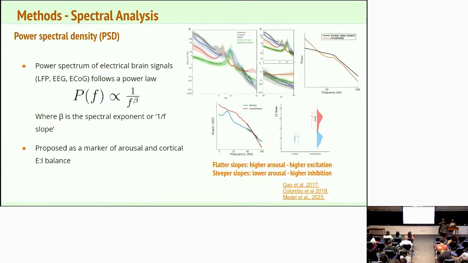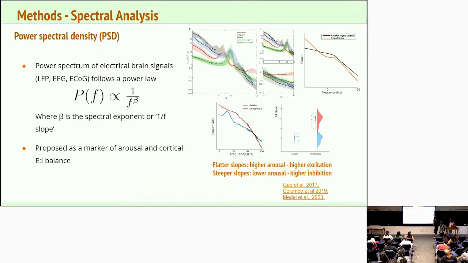Then for the methods that we use to characterize the empirical data, and that we also want to compare to the virtual brain model, we start with the power spectrum, which follows a power law. We know that electrical brain signals like LFP, EEG, ECoG, and even magnetoencephalography follow this power law, or 1 over f to the b exponent, where b is called the spectral exponent or the 1/f slope. And this has been proposed as a marker of arousal and cortical excitation-inhibition balance.